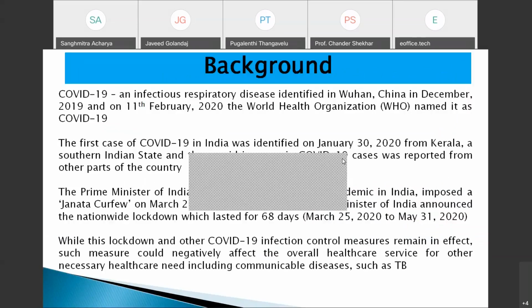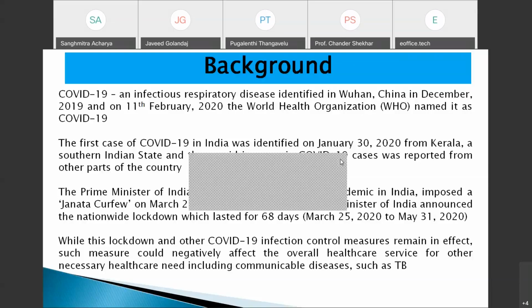As we all know, may I be audible to all? Yeah, you are. There is some disturbance. Avinash, you can mute Thangavelu, okay? It is coming from his mobile. Yeah, okay, sir, thank you.